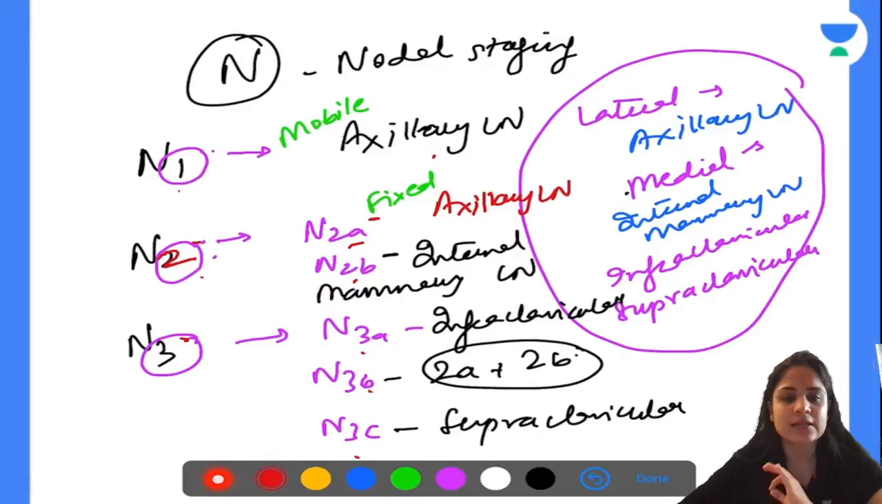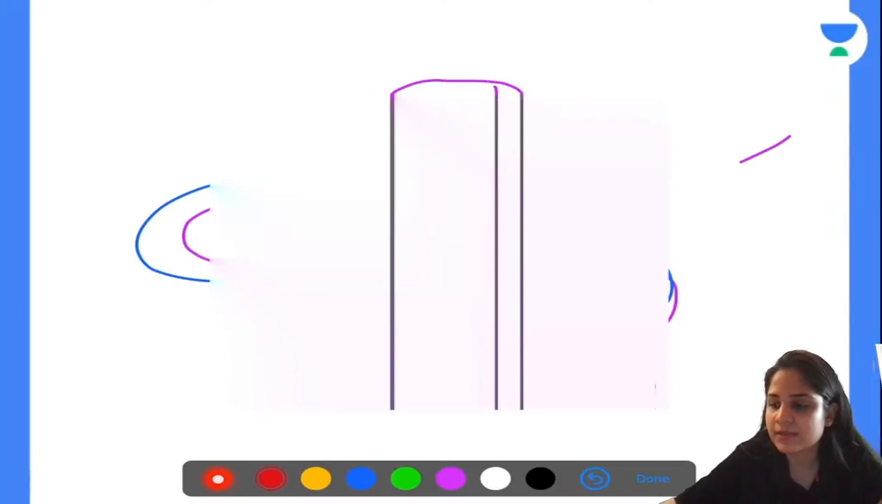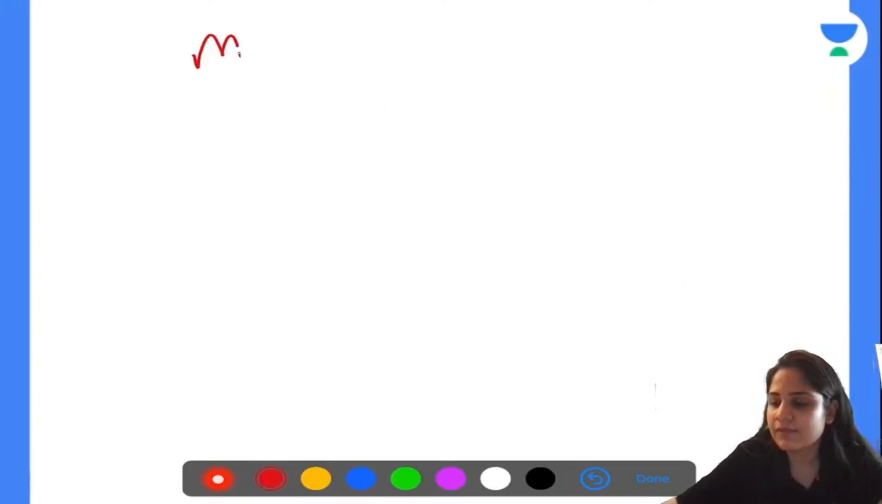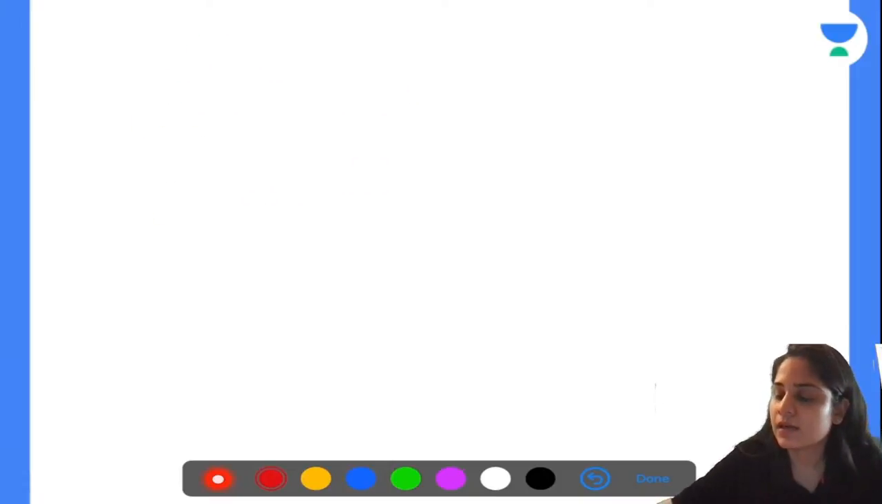Okay? Agar kisi ko kuch nahi samajh mein aa raha hai, agar fir se kuch doubt hai, so you guys can definitely go through this part of the video again and you will definitely be able to remember the entire staging very easily for your exam. Okay? And last will be the M staging. M0 means no metastasis. And M1 means mets is present. Simple. Okay, all right. Now moving on to the next thing, that is treatment.